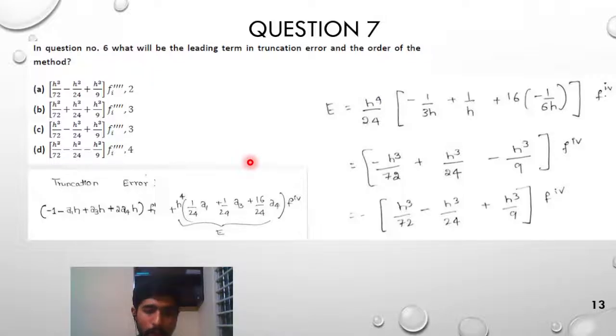Roughly you can calculate the order of accuracy, but if you have to calculate the truncation error, this is the way in which you have to do it. I hope I am clear with this, okay? So these were some problems which I wanted to discuss today, okay?